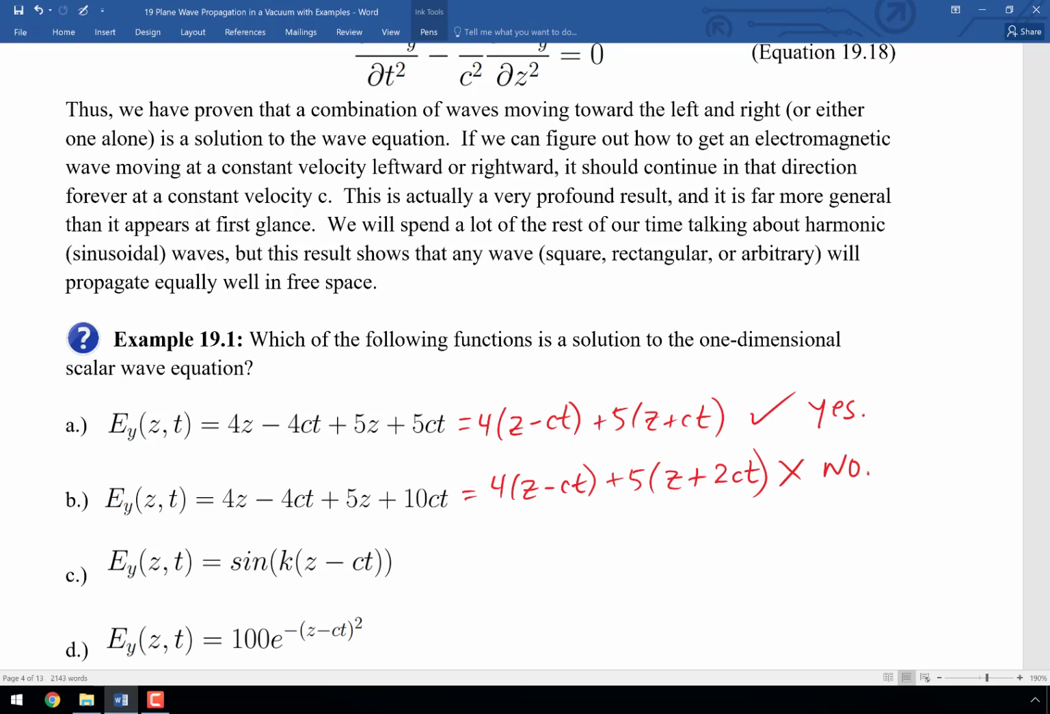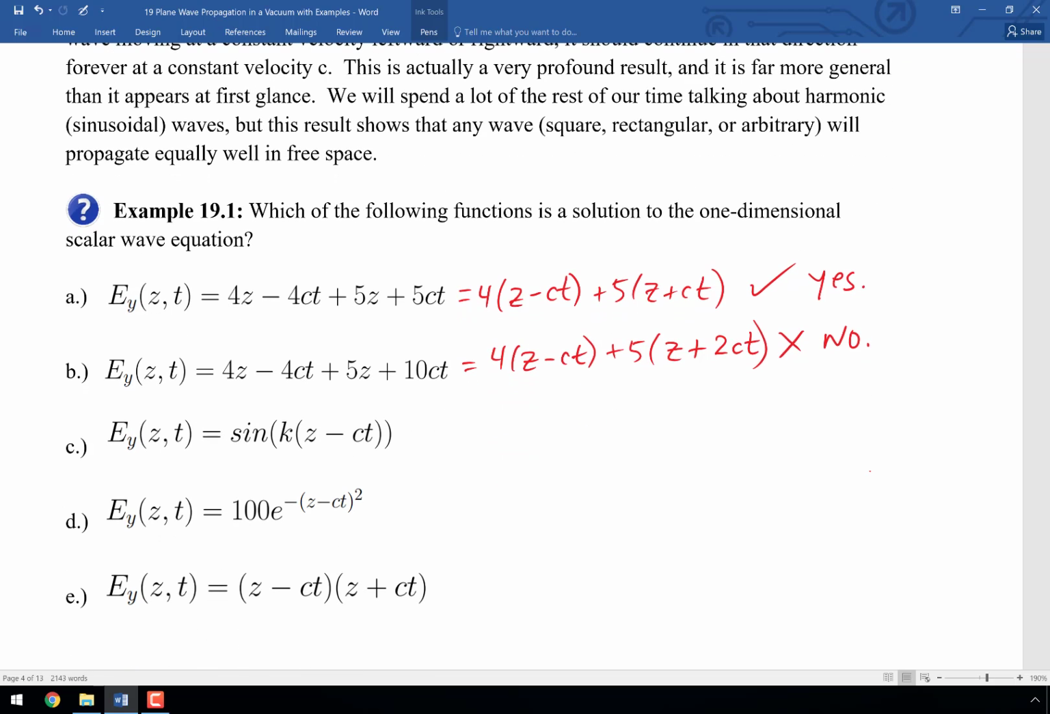Then we can consider, what about the sine of k times z minus ct? Well, right away I can see that there is a z minus ct term here. There's no other occurrence of z or t, so yes, this is fine. This is a function of z minus ct. And then I can look at this, a Gaussian curve, still a function of z minus ct, and yes, this will in fact satisfy the wave equation.